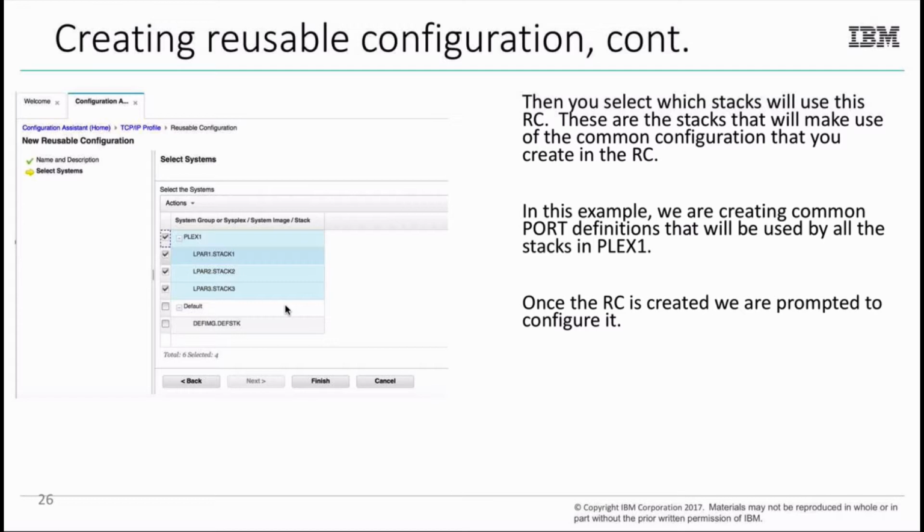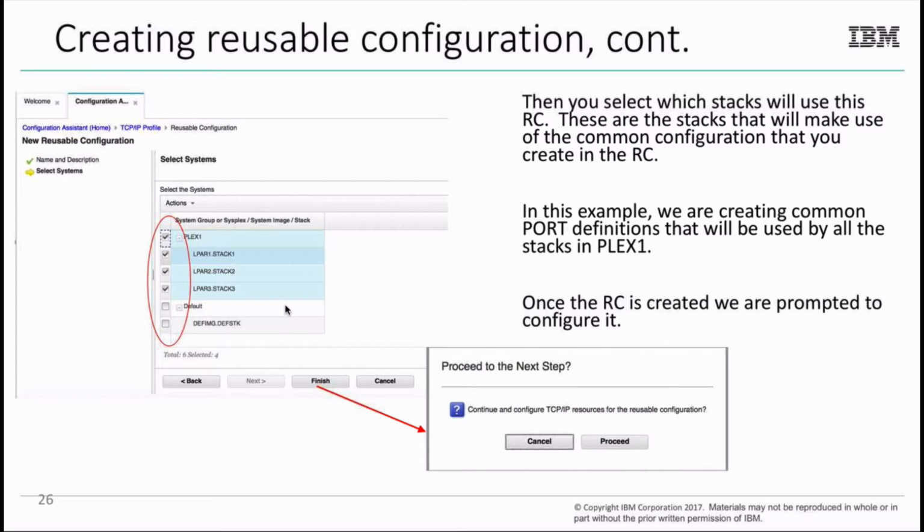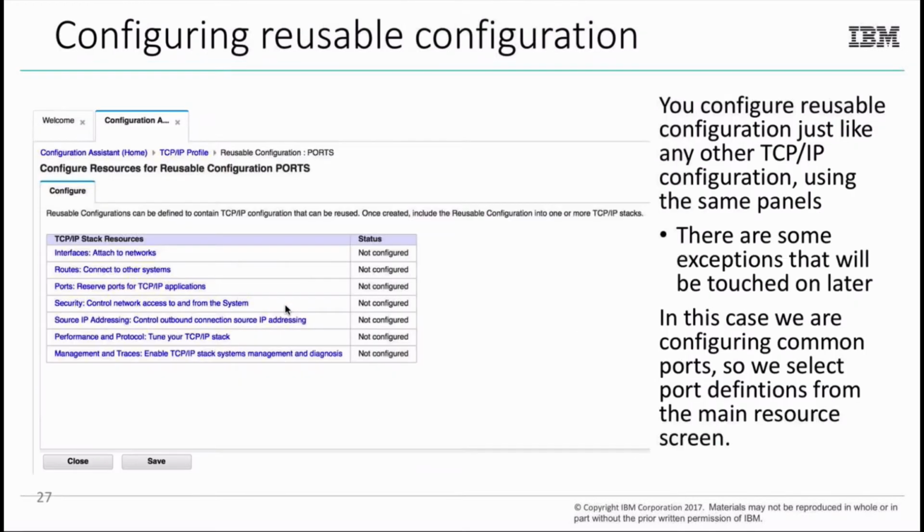Once the configuration is selected, then we're prompted to configure it. So I click Finish, and it says, do you want to configure TCP/IP resources for reusable configuration? Which is basically, now it's time to create the common configuration. So you can click on Proceed, and you get a configuration screen that looks very much like the TCP/IP configuration screen, because you can put just about anything into an include file in TCP/IP, and we support that with reusable configuration. The difference is that the configuration you create here isn't specific to a stack, it's reusable, and it's going to be pushed to all the stacks that we said use it.